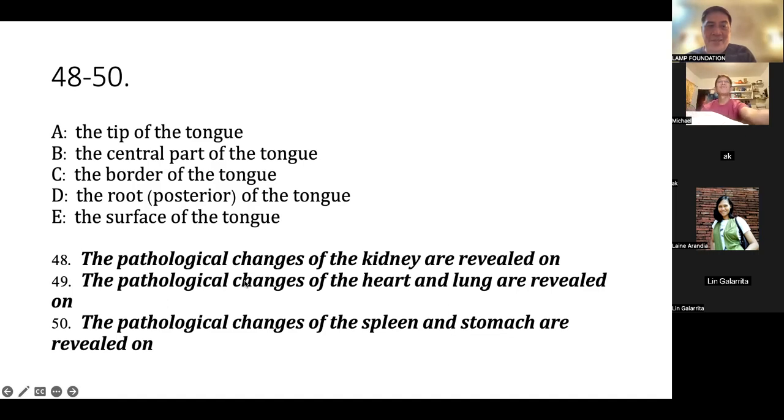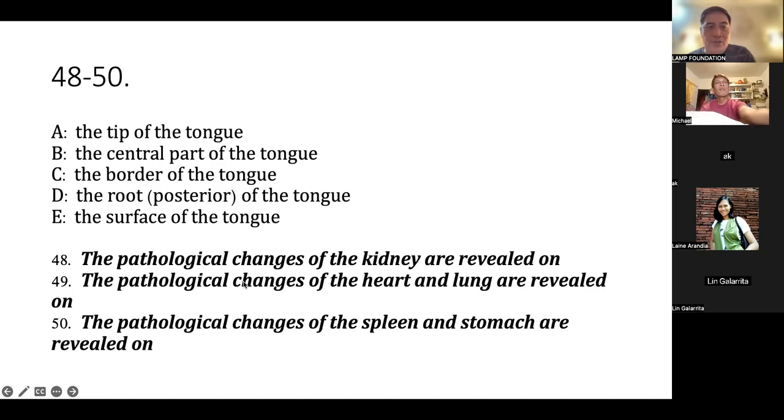Next. Maraming salamat, Ma'am Lane. Congratulations. Galing, passed it with flying colors. Ang galing nyo talaga, grabe. Nag-aral, super. Okay, let's call on Ma'am Lynn Galarita.